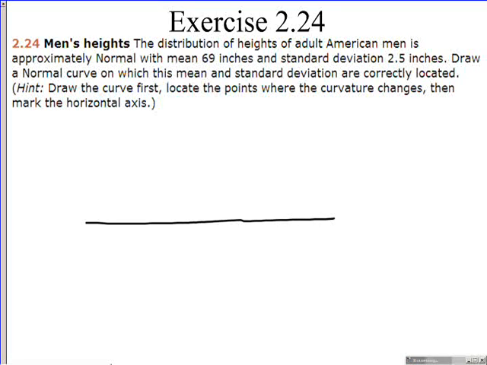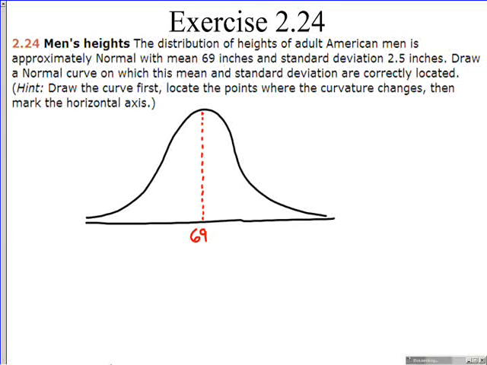Again, you are sketching this. It's not going to be 100% accurate. So draw as good of a curve as you can. That's obviously symmetrical and bell-shaped. We know at the peak is going to be our mean, which in this case is 69. Should label this axis height. And how are we measuring the height? In inches. Let's go out one standard deviation first.